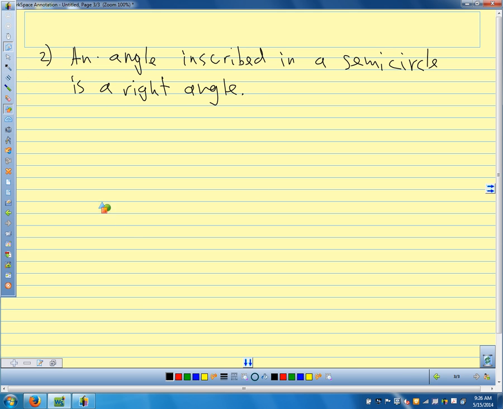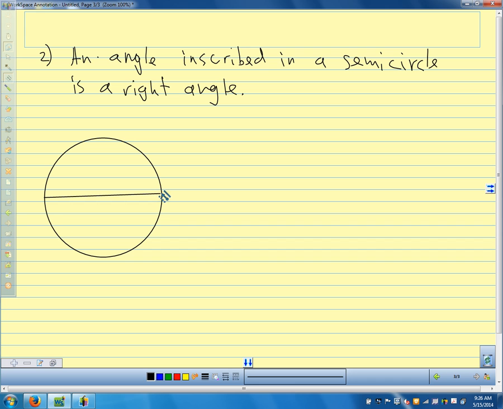So let's draw our picture. First off, what's a semicircle again? Half a circle. Semicircle is half a circle. So I have a chord that goes through. The dot there is the center of the circle. So if we inscribe an angle in the semicircle, there's our inscribed angle. And it says this is a 90-degree angle.